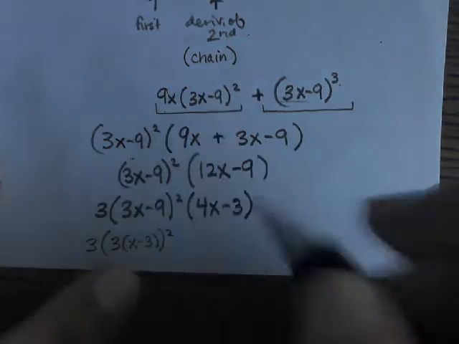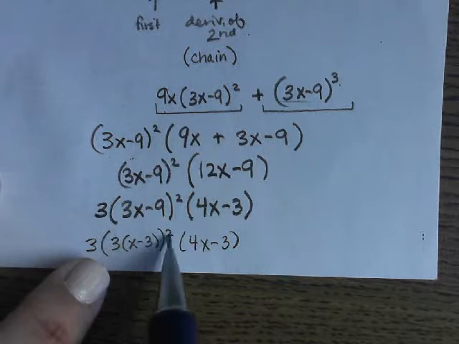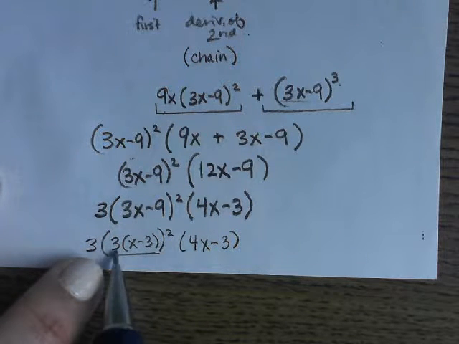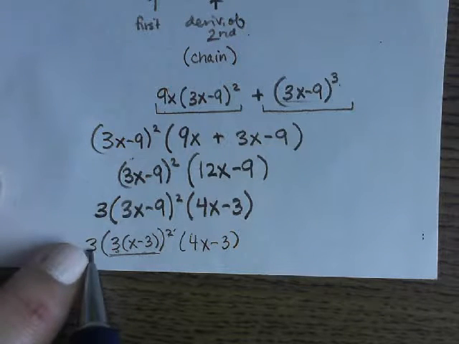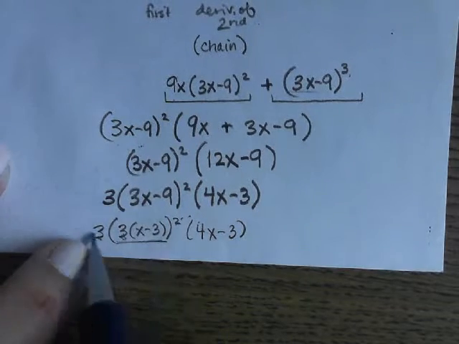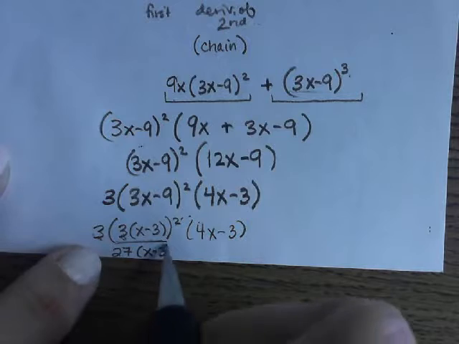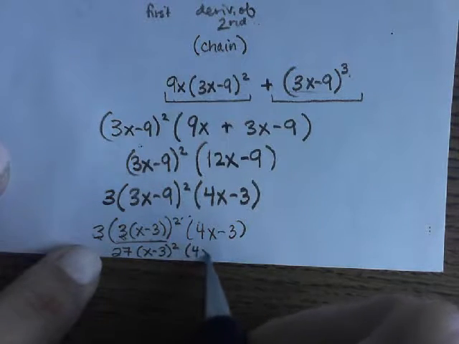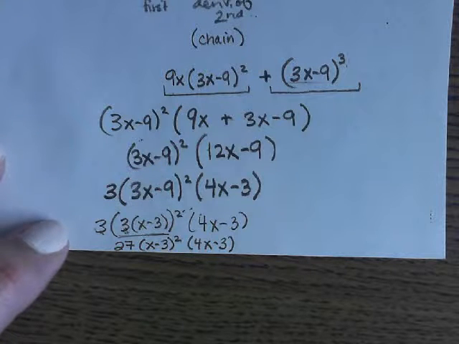But I could, because when I square this, I'm just going to have to square the 3 and square the x minus 3. What's going to happen when I square the 3? It is going to be a 9. So that 3 here could be multiplied by this 3 squared, which is going to be 9. 3 times 9 would be 27. And then you would just have x minus 3 squared and 4x minus 3. That would be the cleanest version of this.